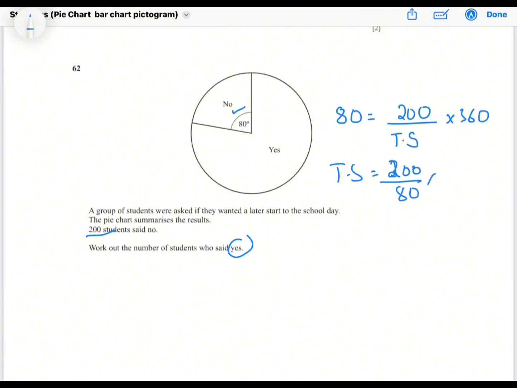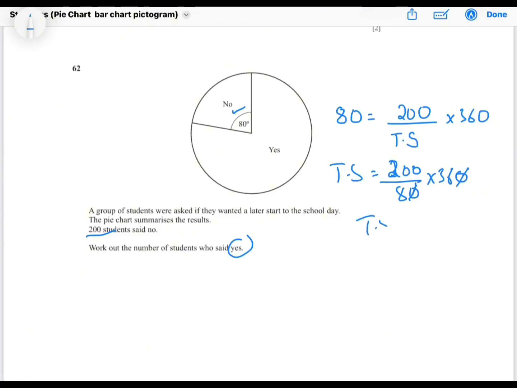200 divided by 80 multiplied by 360. Okay, so we can just cancel it out. Don't use a calculator in these calculations, because when it comes in the paper one, it will be difficult for you to understand how we can solve this one. So try not to use the calculator.